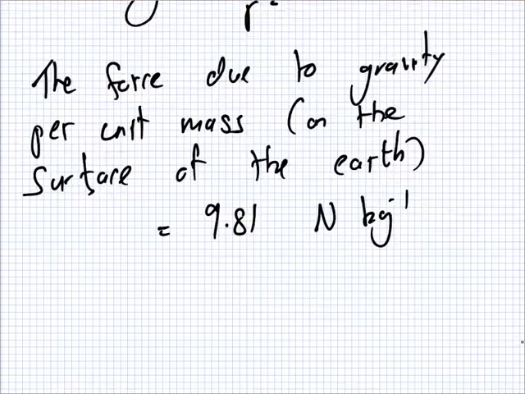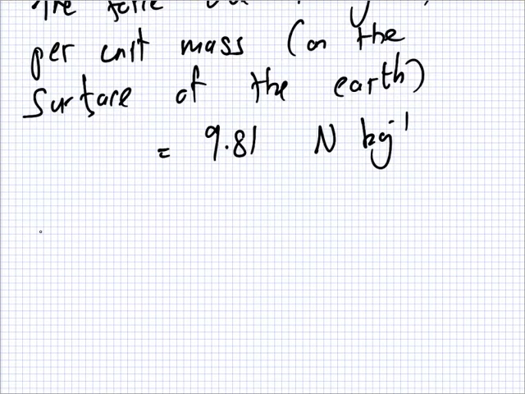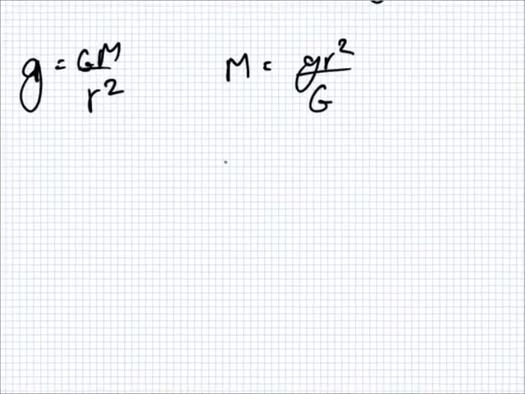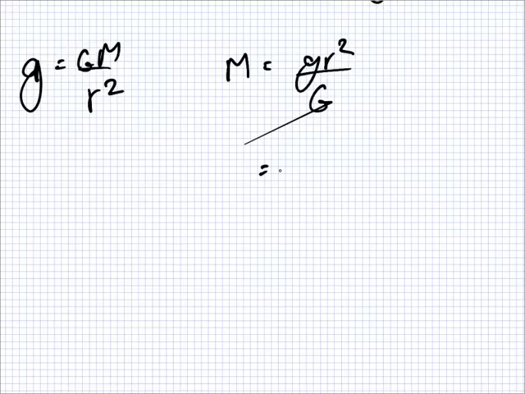Okay. Radius of the Earth is 6.37 times... Well, we know that g equals Gm over r squared. So m would equal g r squared over G. Now, do we know the G? Yes, we do. And what's the radius of the Earth, please? 6.37 times 10 to the power 6. And that's the radius, not the diameter, yes? Yes.